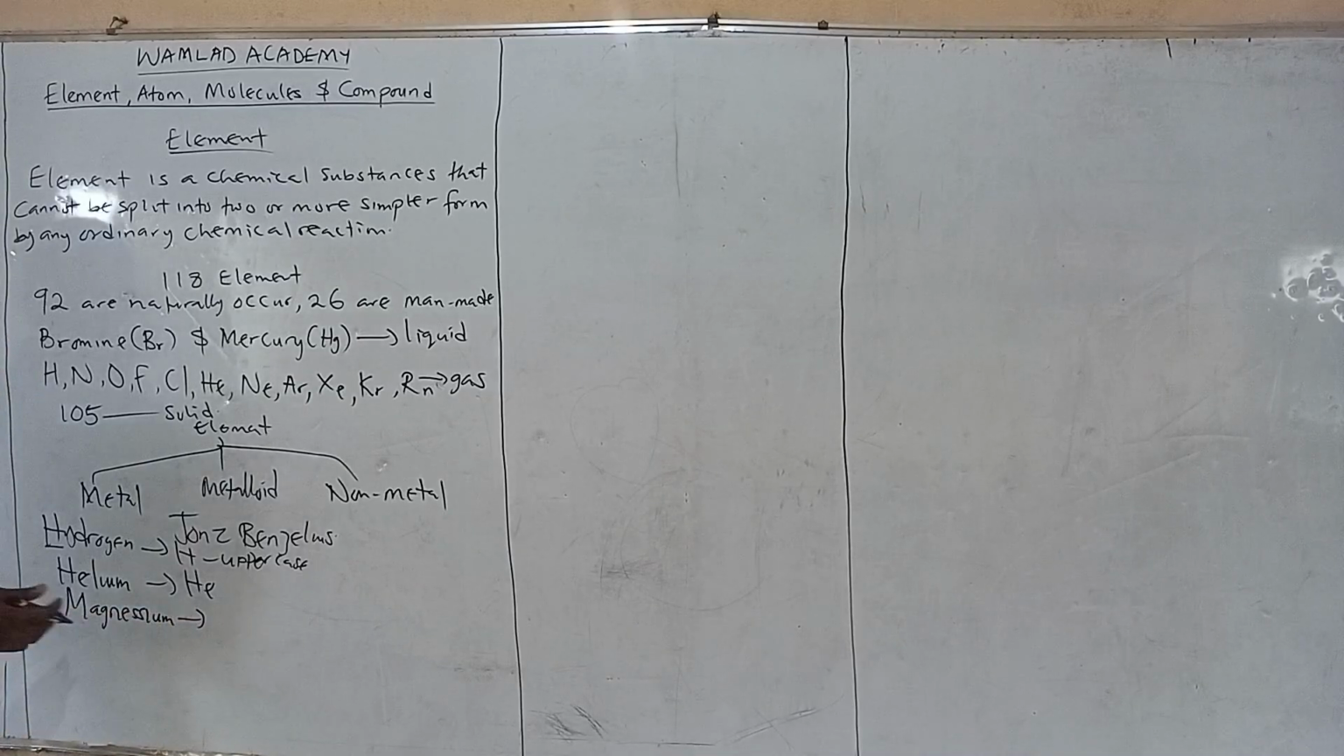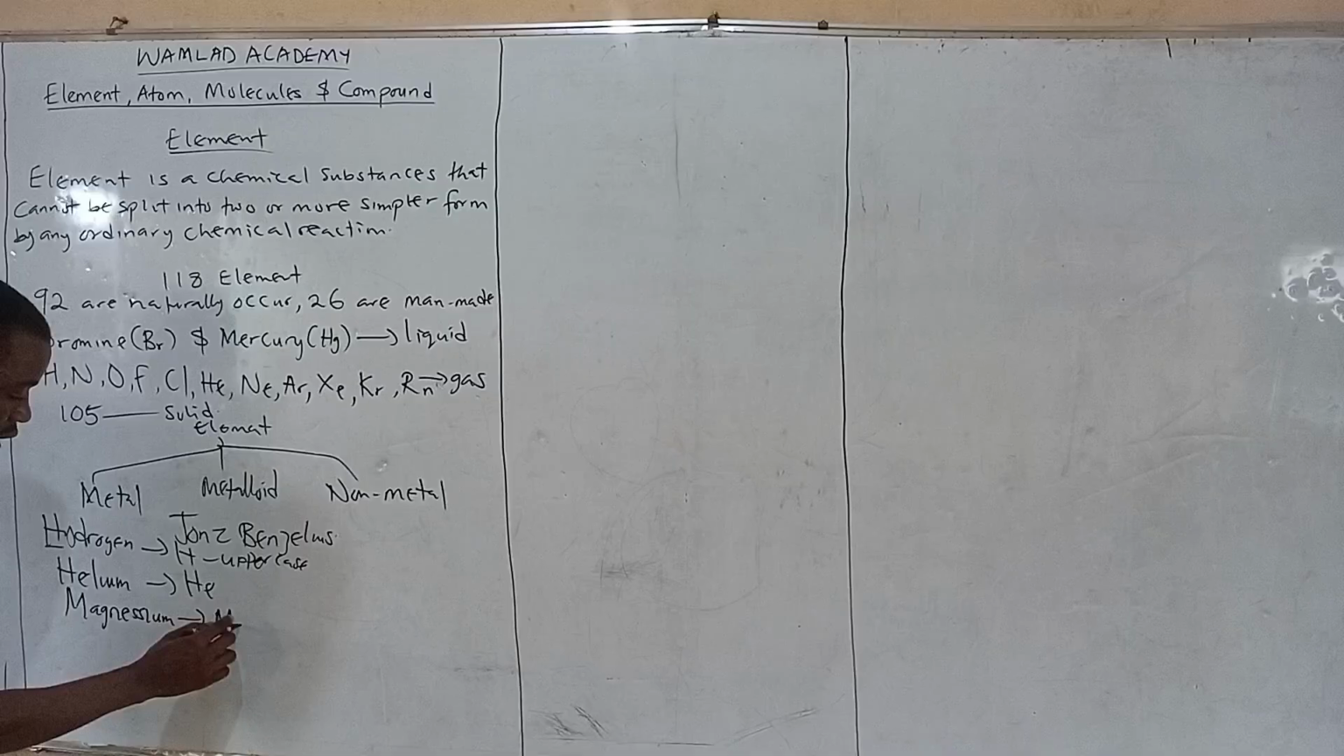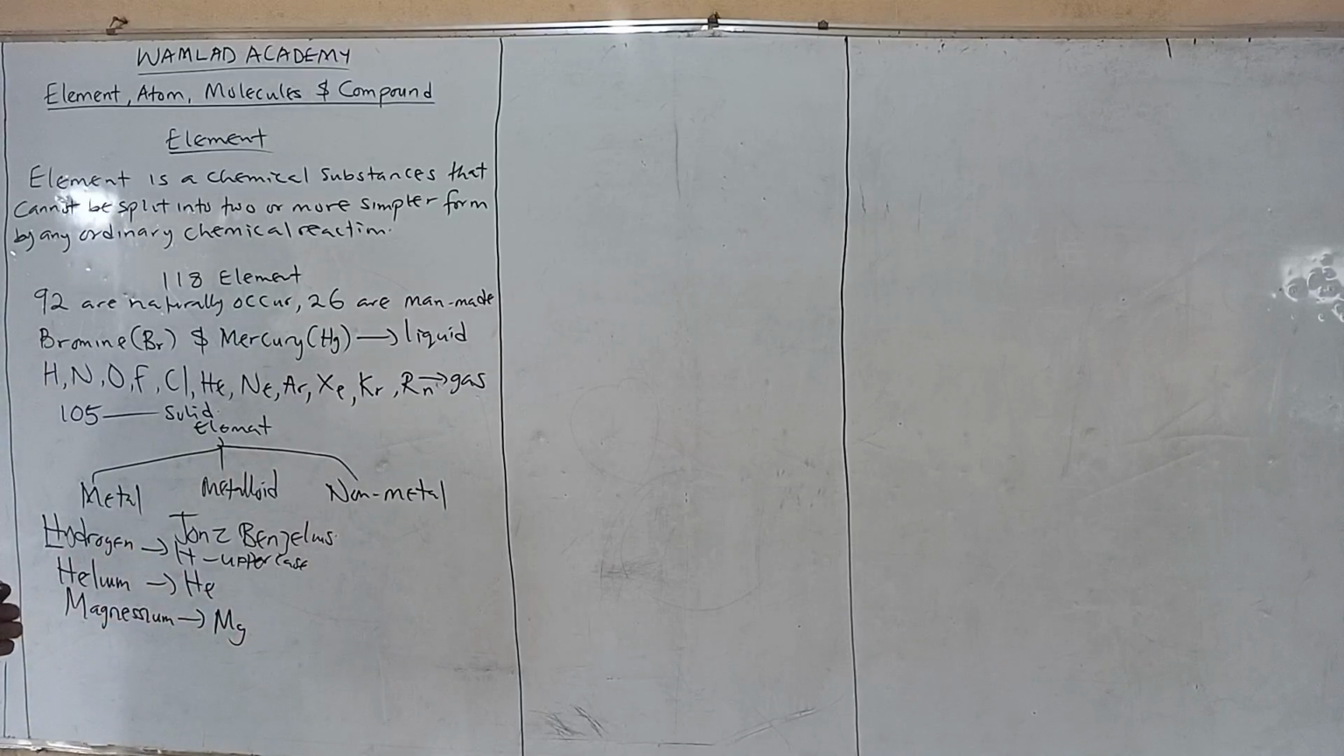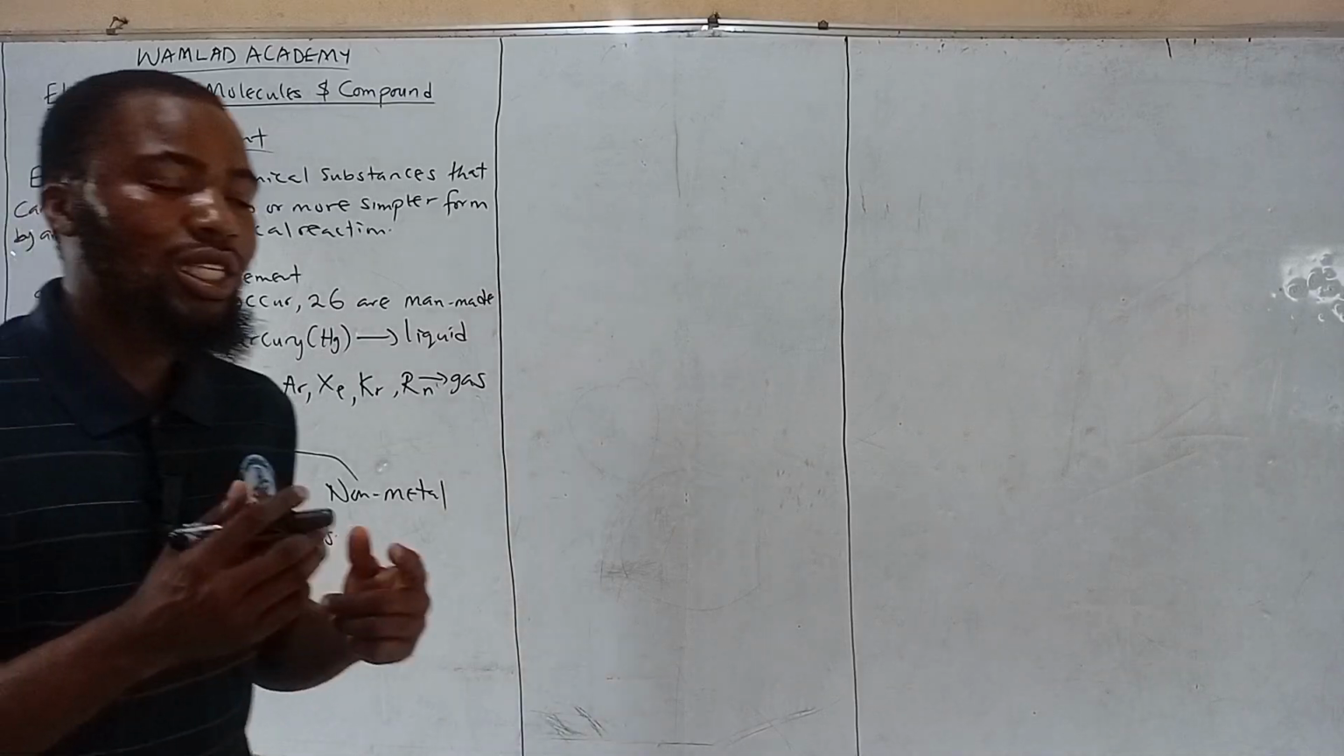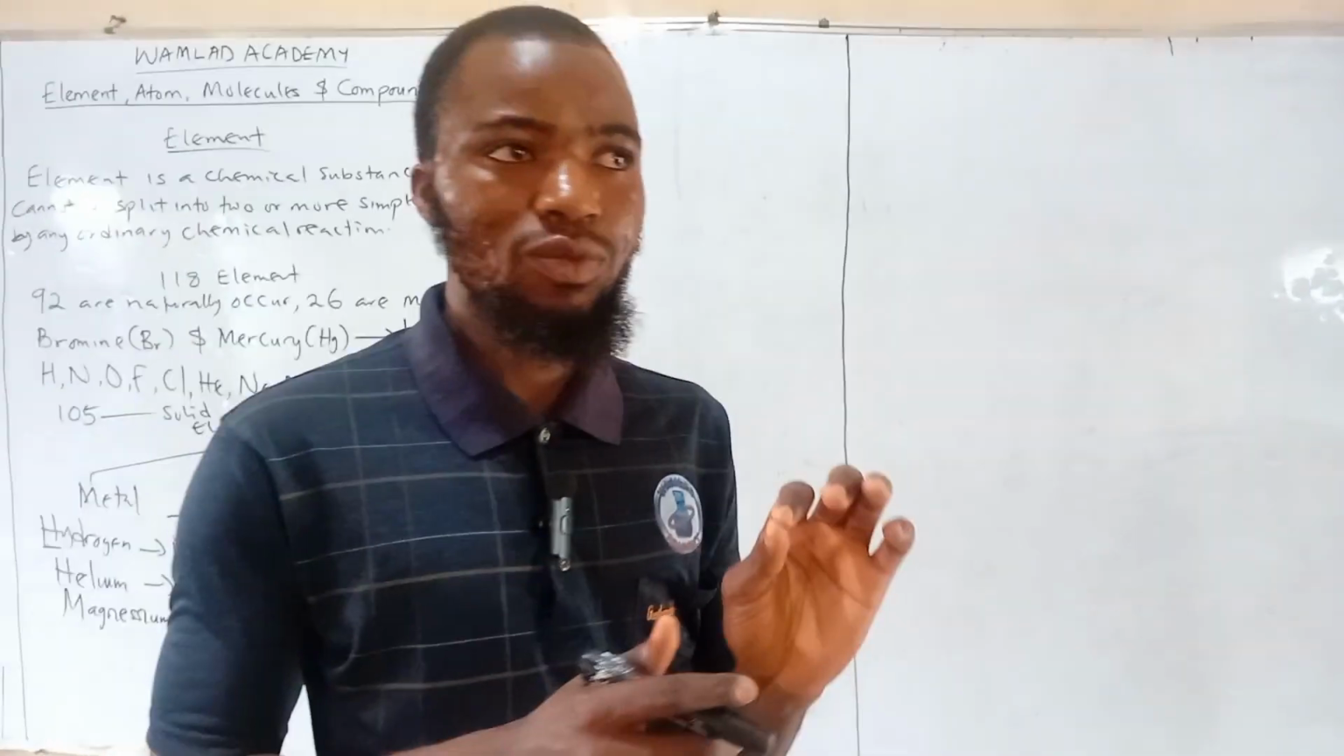For magnesium, they use the first letter and the third letter. That means the symbol is what? It is Mg. So the third case that I will talk about is generating the symbol from the Latin name.